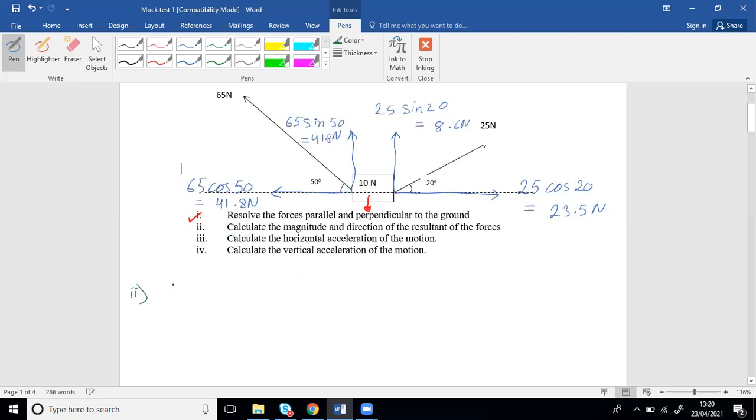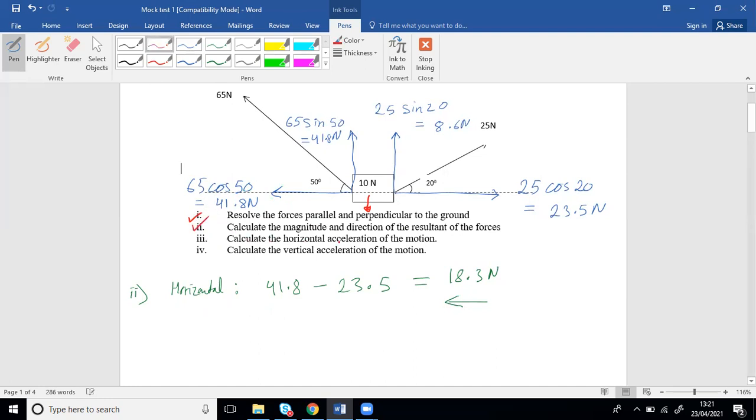Now, let me do the horizontal first. The horizontal would be, so all I've got to do is subtract the smaller force from the bigger force. So that'd be 41.8, take away 23.5. And that's 18.3 Newton. And the direction will always be in the direction of the bigger force. So therefore, it will be in this way. Okay, so done.